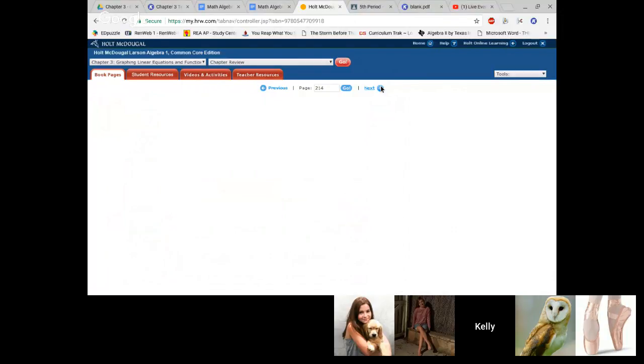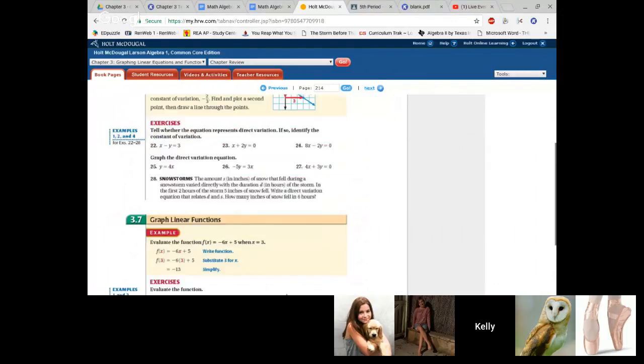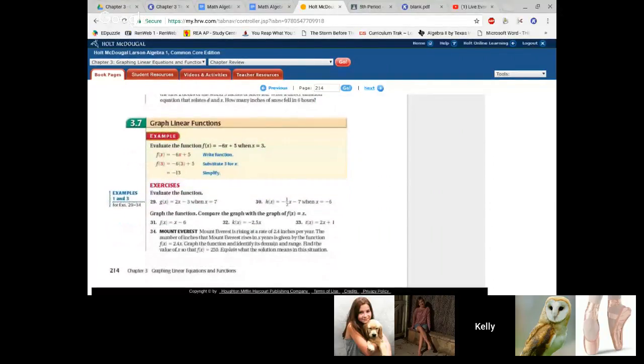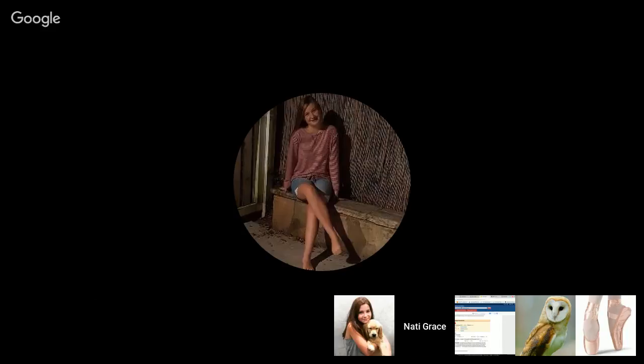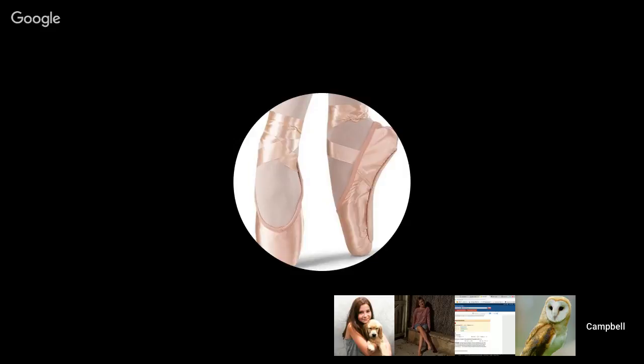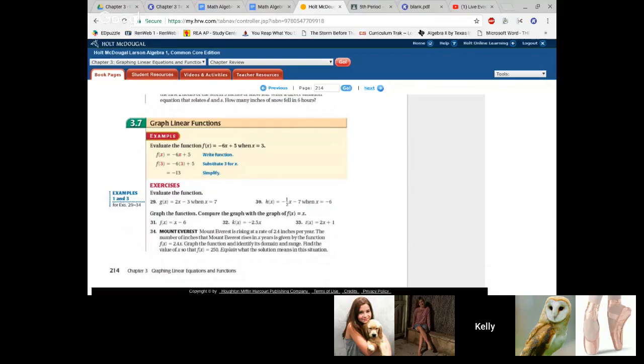I'm just going through the study guide. You don't have to do anything on 3.6, but you have to be able to do 3.7, evaluating the function at a given value. Numbers 29 and 30 are the most important ones in that part.